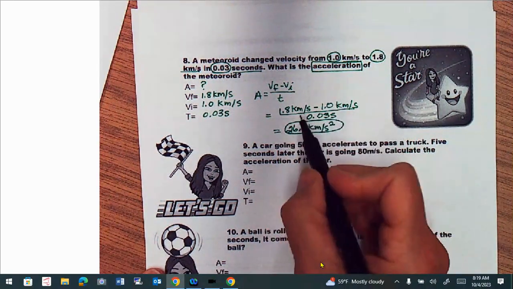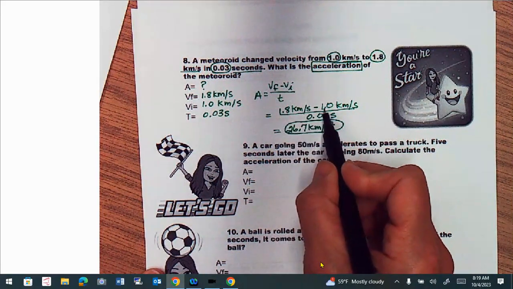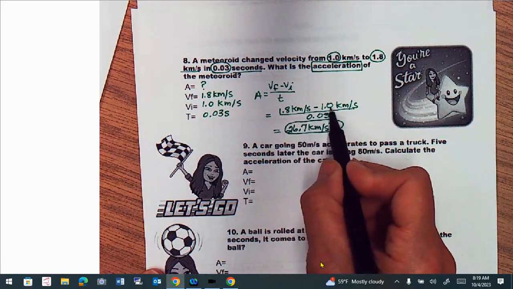And we are rounding to the tenths place because the least accurate measurement in this problem is the top two numbers, which are to the tenths place.